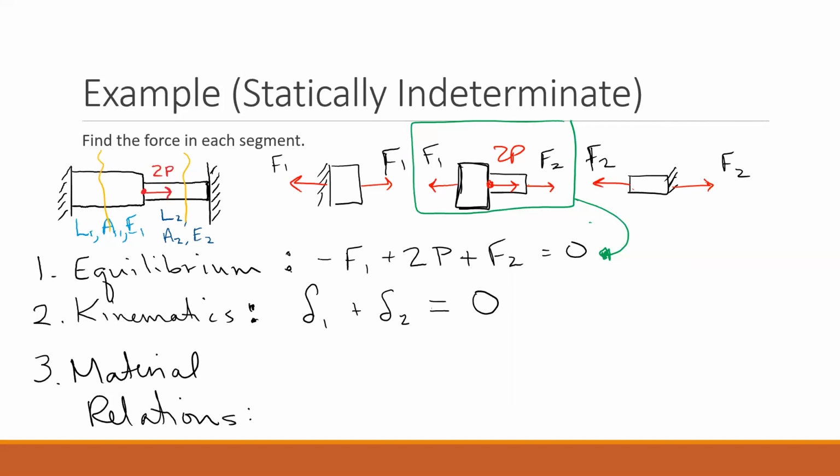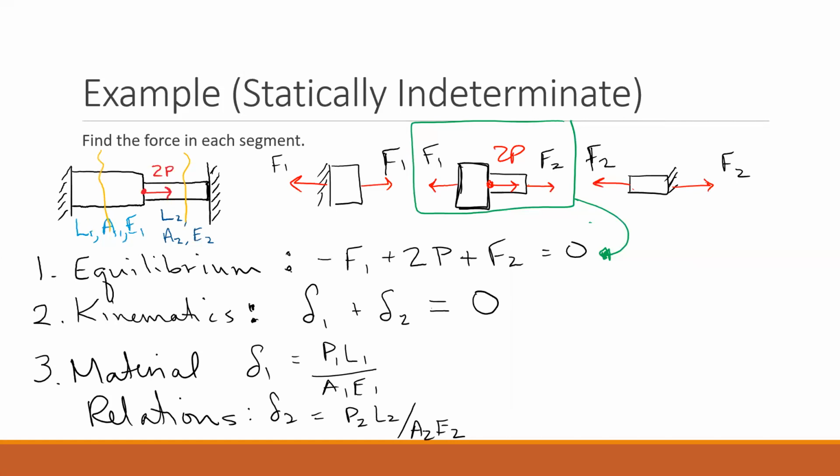for material relations, we know that individually, each of these del 1s and del 2s is equal to PL over AE, where, of course, you use the values pertaining to the member. So we have P1 L1 over A1 E1, and same thing for member 2, P2 L2 over A2 E2. And then we can plug those into our kinematics relations. So at this point, we have these 4 equations, and we're going to solve the system.